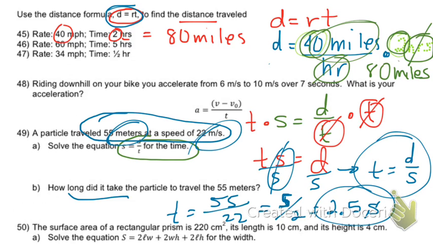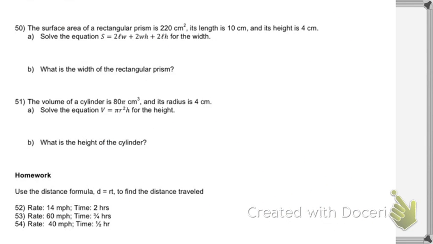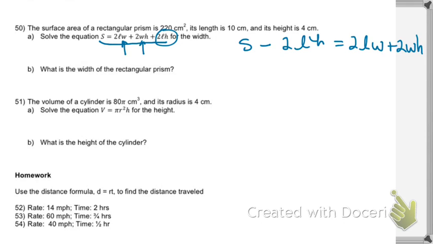Alright, page 2, I hope I'm at the right, yeah, we're at number 50. I don't want to do all of these problems for you, but I will show you 50. Solve this equation for W with, well, here's our W's. So I want those two things on the same side. So I'll go S minus 2LH. So I subtracted that away from it, that term, equals 2LW plus 2WH.